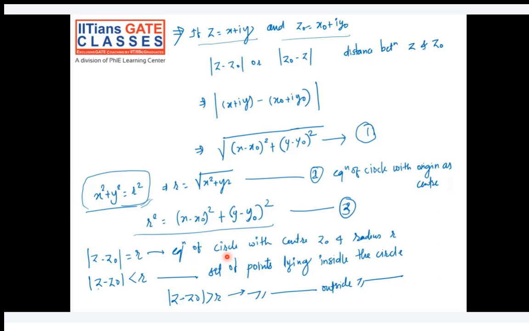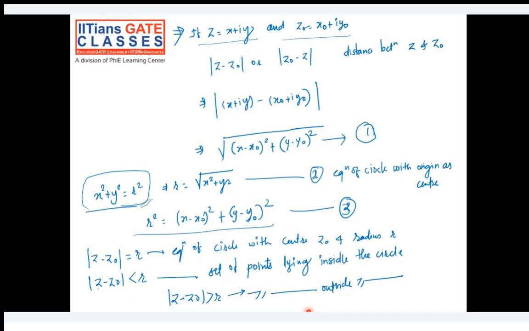Mod of z minus z0 is less than r. What does it represent? It represents the set of points lying inside the circle. And mod of z minus z0 greater than r represents the set of points lying outside the circle. So keep in mind, if it is equal to r, points lying on the circle; less than r, points lying inside the circle; greater than r, points lying outside the circle. I hope it is clear till this.